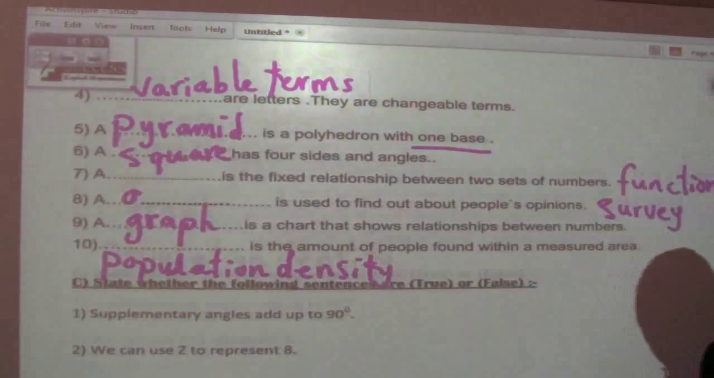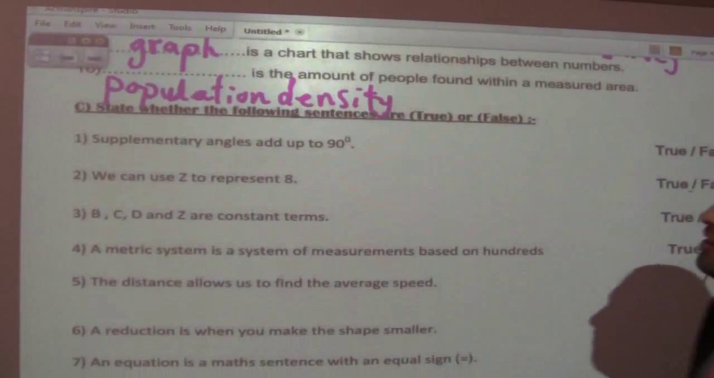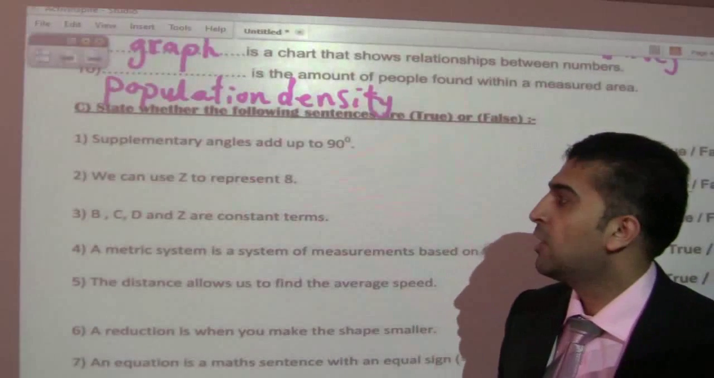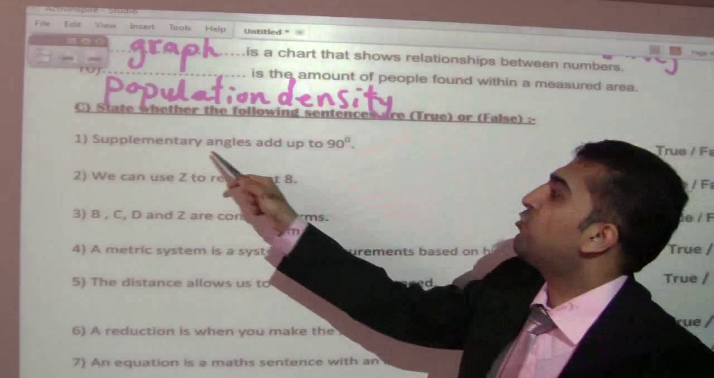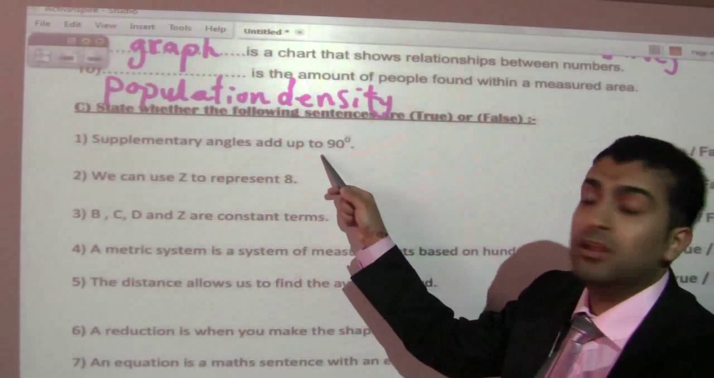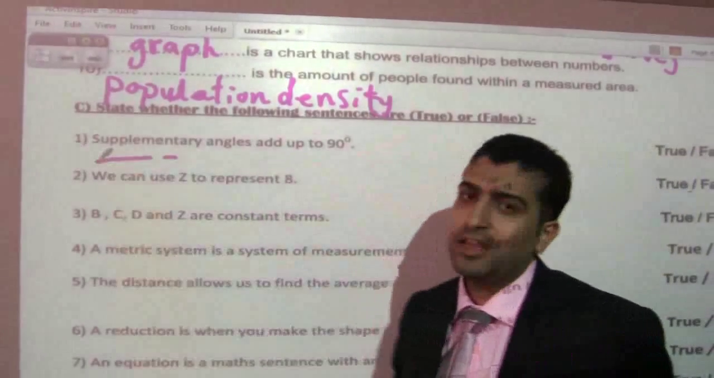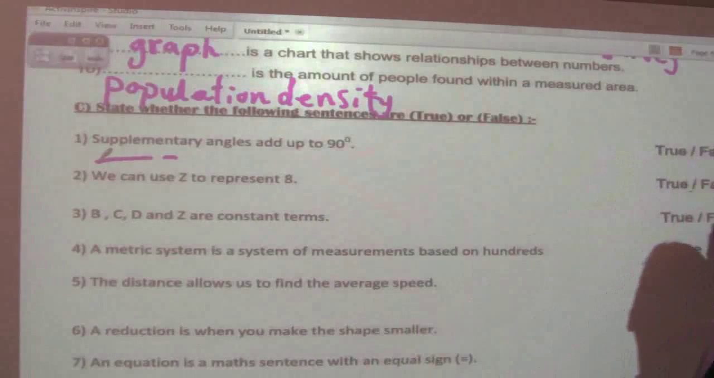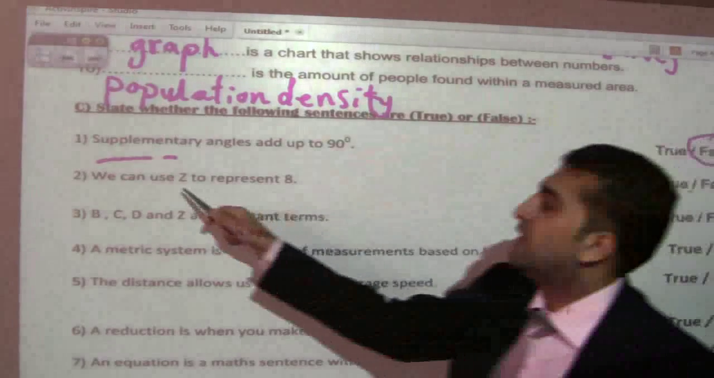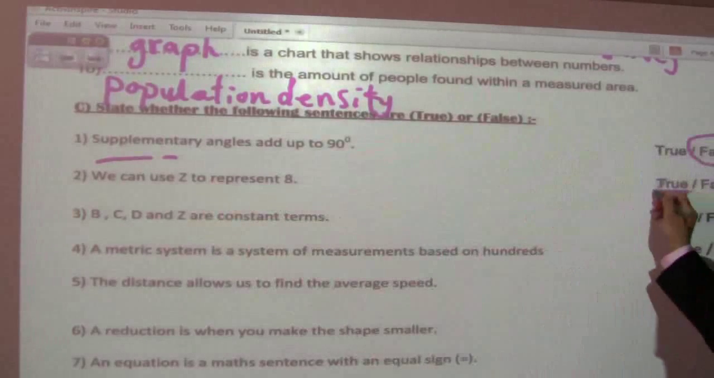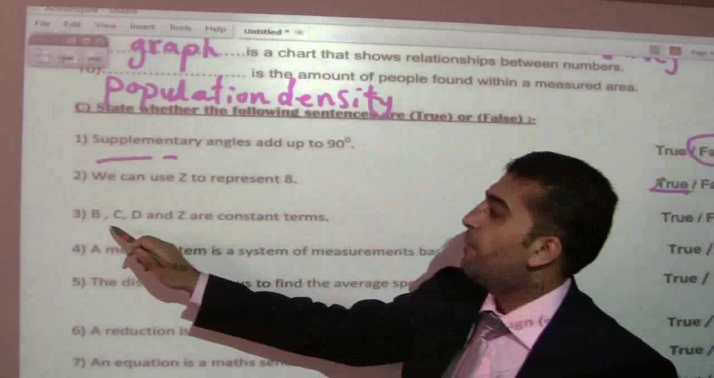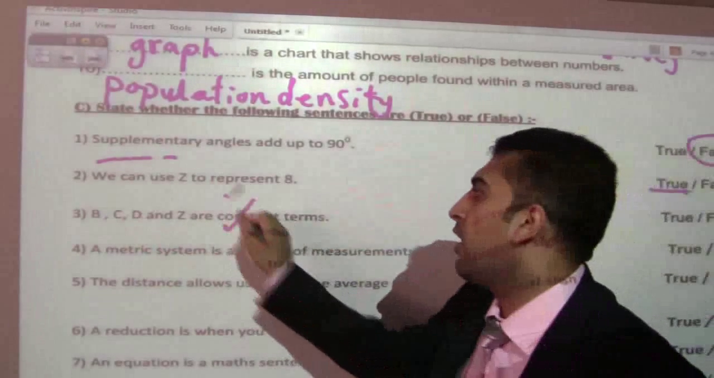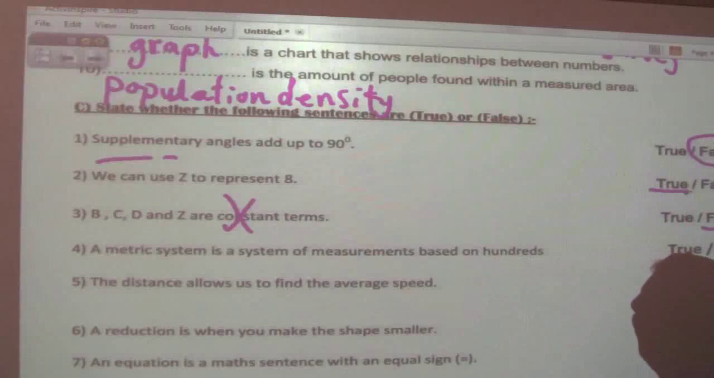After that, we have another type of questions. We will say if they are true or false. Question number 1. Supplementary angles add up to 90. Yes, here supplementary is 180, not 90, so it's false. We can use that to represent 8. Yes, it's true. Number 3, B, C, D, and Z are constant. No, they are variable, so it's false.